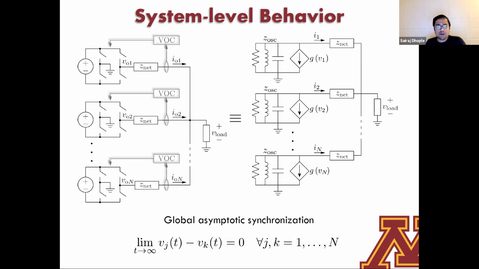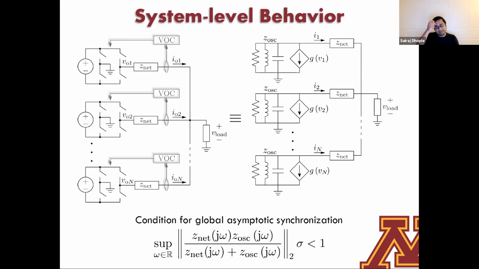All right, so let's take a look at what exactly this condition for global asymptotic synchronization is in this particular setup. Now, this is what it says. There are a few terms involved here, and again, we won't get into all the details, but I'll draw your attention to the three key terms that we have here. So we have the impedance of the network.